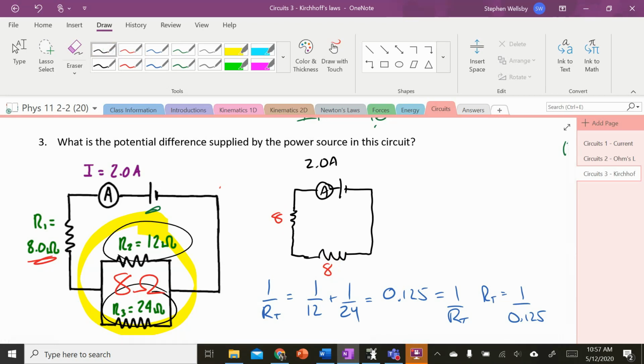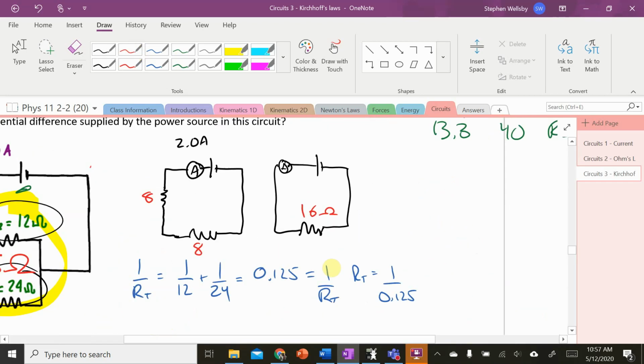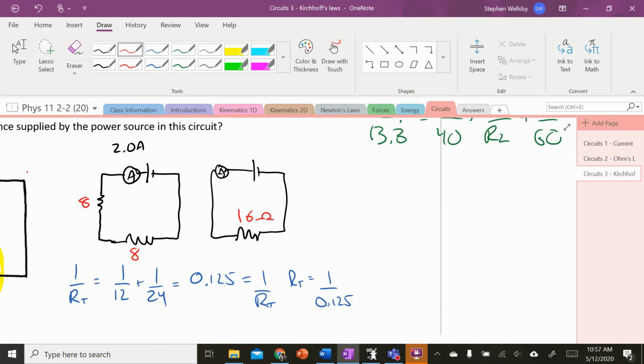If I want to redraw this, now it looks like this. So there's my ammeter, and there's one resistor. And if we have two 8 ohm resistors in series, they just add together. So this is 16 ohms. So now, this is what I know for my circuit. I'm trying to find V total. V total is going to be I total times R total.